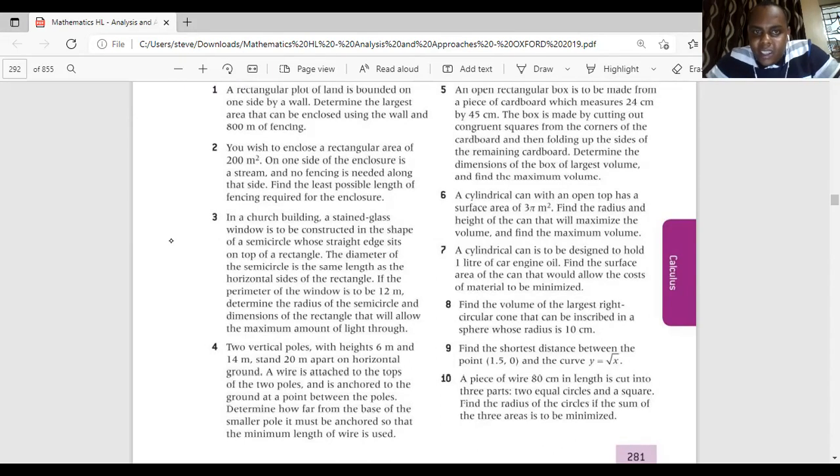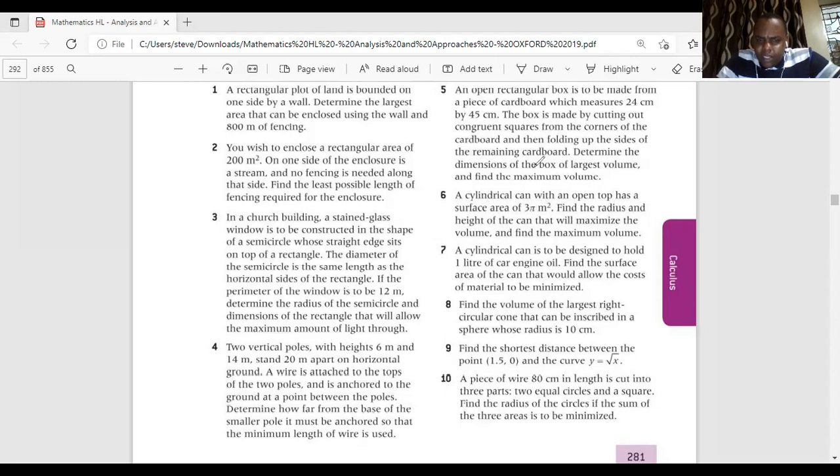So the first step for this problem, we are dealing with volume, right? Right. So they have given us the surface area. So the surface area of this cylinder is 3 pi square meters. So they want us to find the radius and height of the can that will maximize the volume.